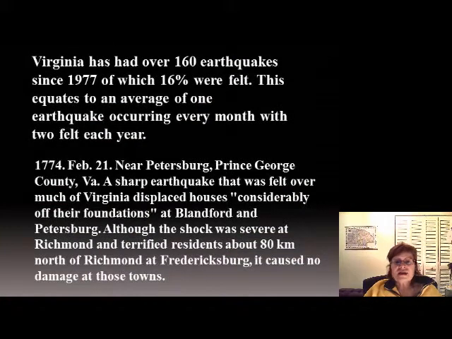Now, Virginia. Virginia has had over 160 earthquakes since 1977. And you probably all remember the one 2 years ago, in 2011. I think it was September the 2nd. And it was a 5.8 earthquake. And everyone felt it, and you have your stories.